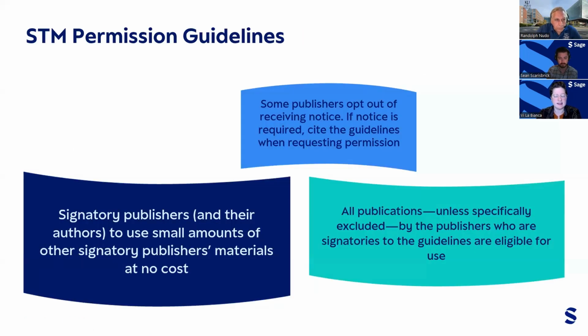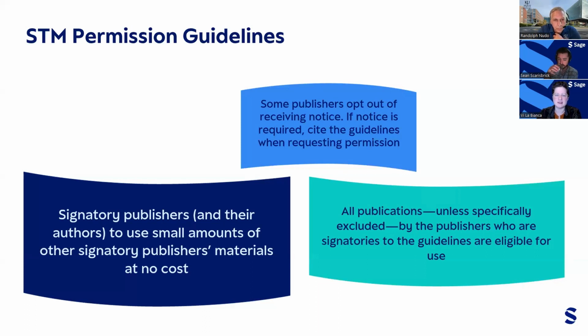So we mentioned STM permission guidelines in the previous slide. So what are those? How can you use them as an author? SAGE is a signatory of the STM permissions guidelines. Despite their name, the STM permissions guidelines are not limited to the use of scientific, technical, and medical content. Instead, all publications, unless specifically excluded by the publishers who are signatories to the guidelines, are eligible for use under the terms. So if you were to publish in a social science journal, the STM permissions guidelines would still apply.